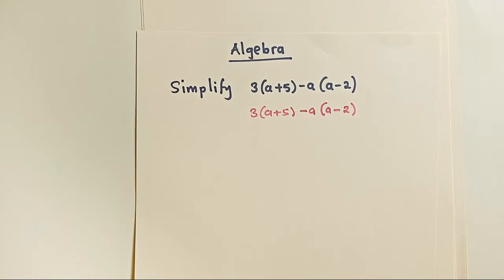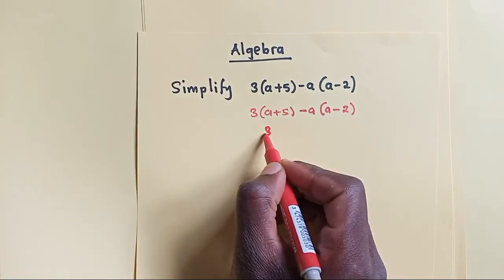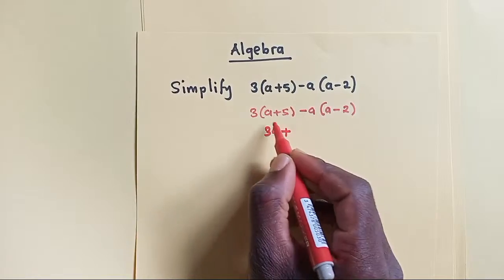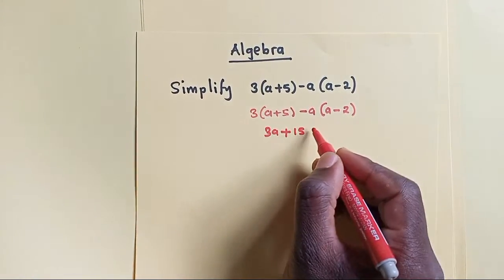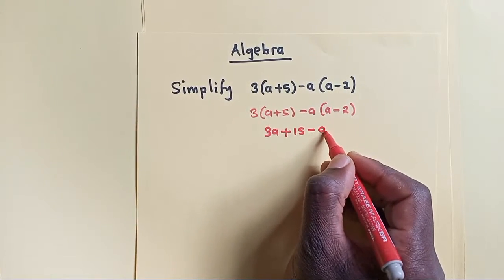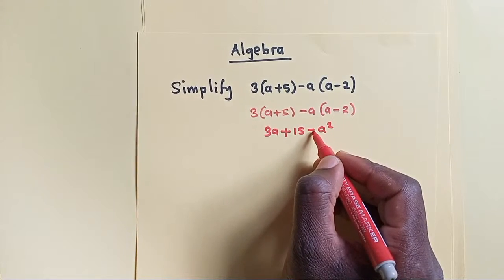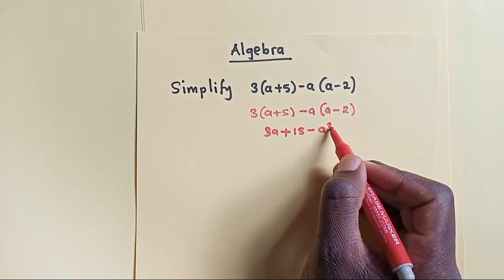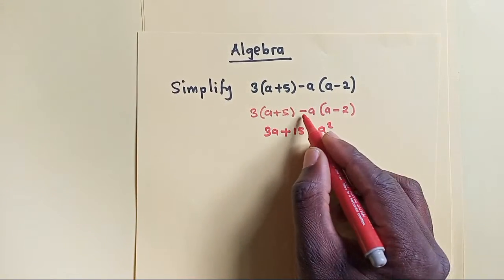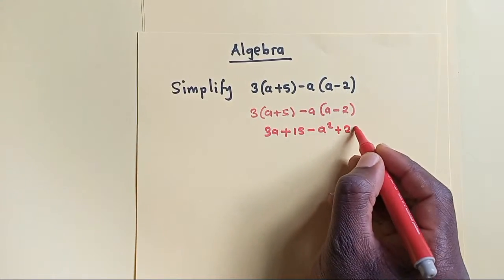Once we get this, we start multiplying. So it will be 3 by a, it's 3a, plus 3 by 5, it's 15. Here we have negative a multiplied by a, which will be negative a squared. This a and a will give us a power 2. Negative and negative will give us a positive. A and the 2 will give us 2a.